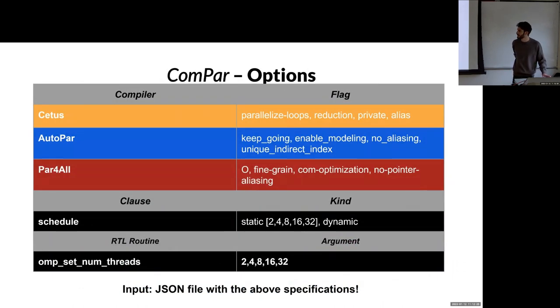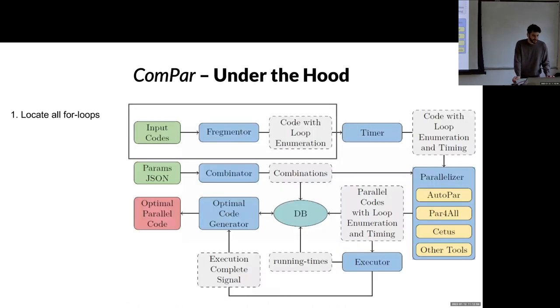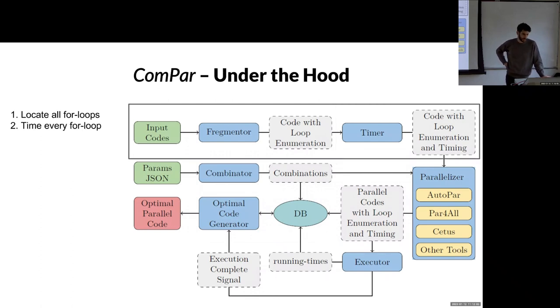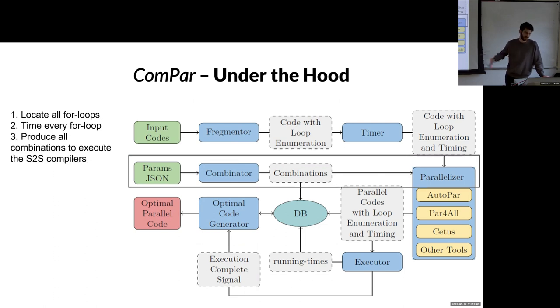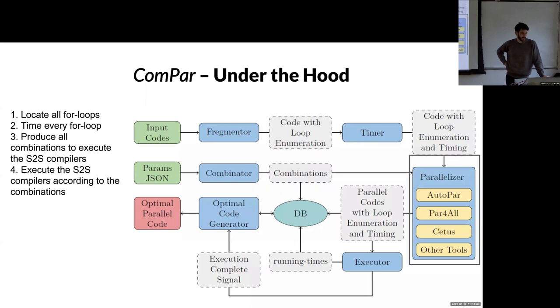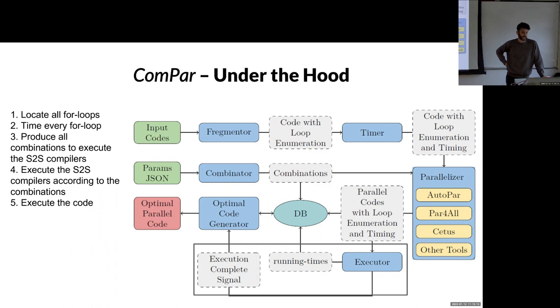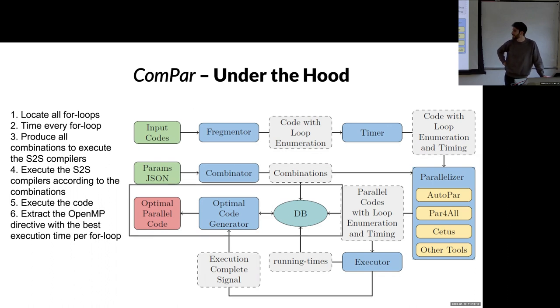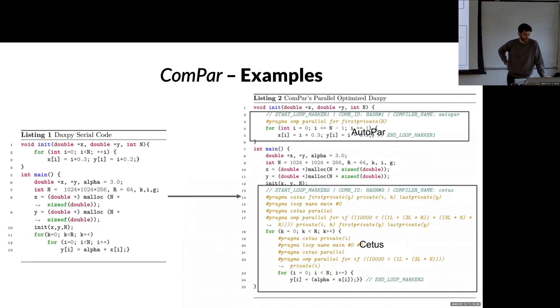Of course, Compar has a lot of different options because it creates a lot of different combinations to find out the best directive. So it goes through all of the schedule clauses, such as schedule dynamic. At the time that we did it, it didn't have auto. And we also go through the OpenMP set num threads, and of course, all of the different options that Cetus, Autopar, and Par4All have. So how does it work under the hood? We first locate all the for loops, and then we time them, because we need the execution times. And then we produce all the combinations, applying the different source-to-source compilers with the different scheduling. And then we execute the code, extract the best OpenMP directive, and push it to the final result.